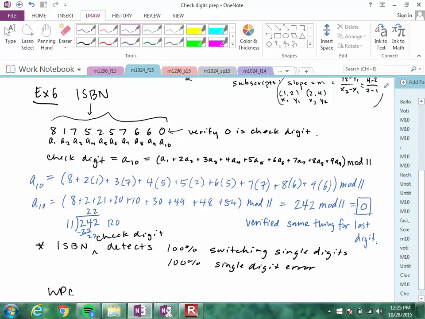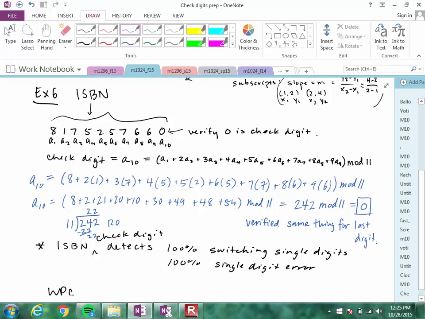So just a little bit about kind of talking about how this works. This particular ISBN check digit, the way it's calculated, is kind of complicated, right? We're using every single digit, and then we're multiplying each digit by a different number. So it turns out that it's 100% accurate, that check digit, if it's wrong. We would be able to detect 100% of the time that a single digit was switched.